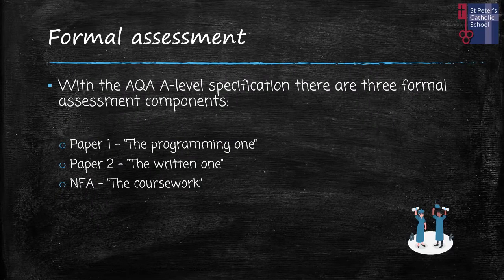At the end of the 2 years of study, students will be formally assessed via 3 components. There are 2 exams, Paper 1, known as the Programming one, and Paper 2, known as the Written one. In addition, students will complete an NEA project, which is the coursework element.